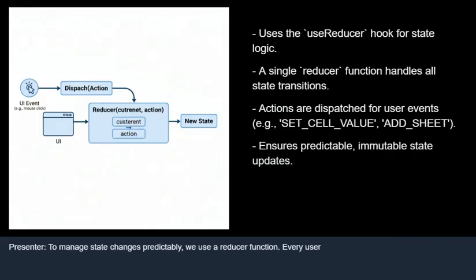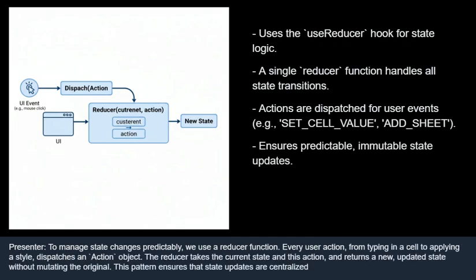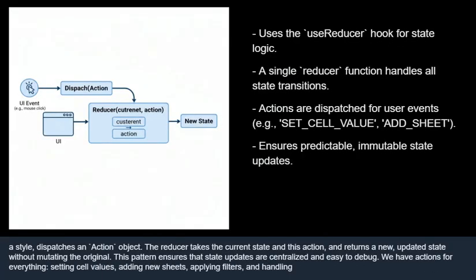To manage state changes predictably, we use a reducer function. Every user action, from typing in a cell to applying a style, dispatches an action object. The reducer takes the current state and this action and returns a new, updated state without mutating the original. This pattern ensures that state updates are centralized and easy to debug. We have actions for everything: setting cell values, adding new sheets, applying filters, and handling copy-paste operations.